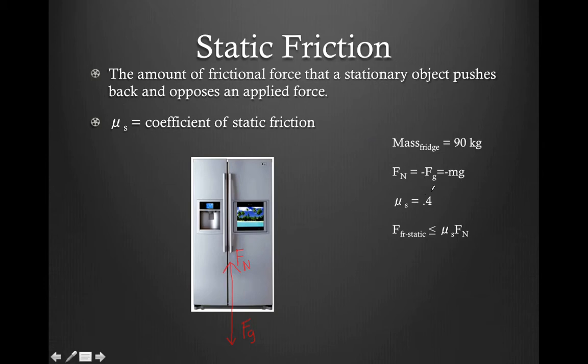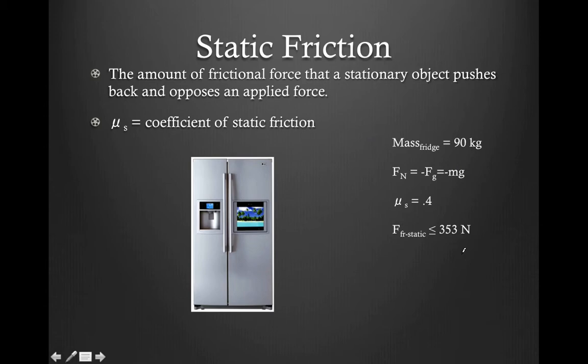If I want to actually calculate the force friction static, I need to first find Fn. Well, Fn is going to equal negative mg. I have the mass, so I just need to plug that in there. And then I just need to recall that g is equal to negative 9.81 meters per second squared. Once I have my normal force, I multiply by this 0.4, and I'll find that my force friction static is going to be 353 newtons.